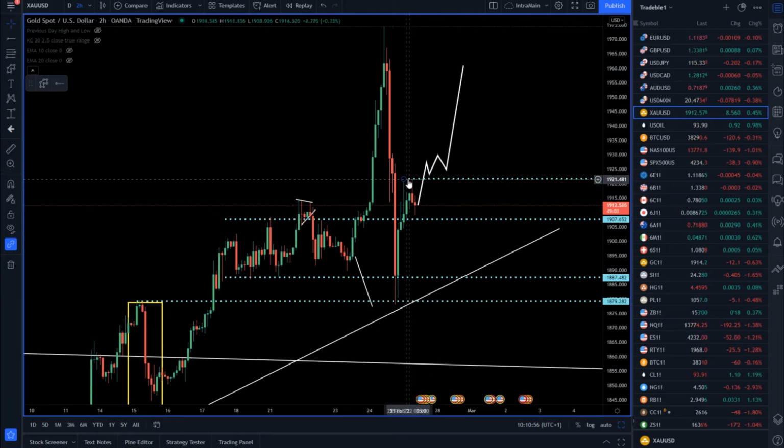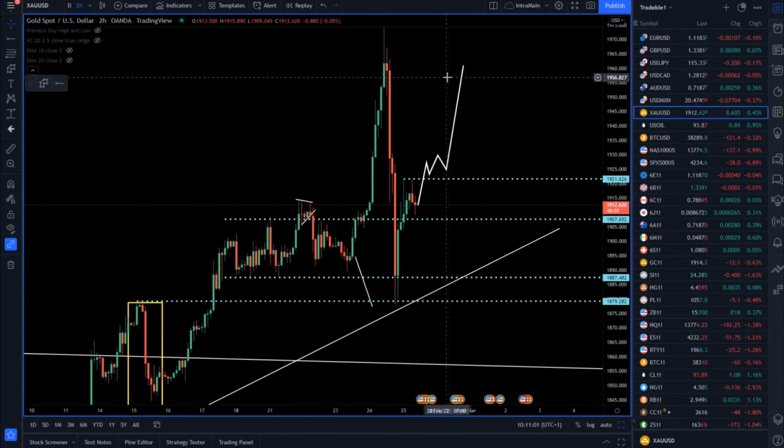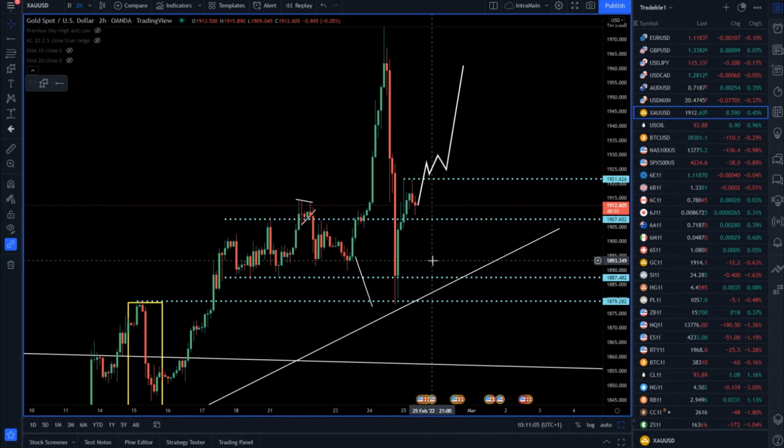So definitely watch for this pivot. I think if we break 1921 and hold above, we can open the door for upside continuation. If we cannot do that, price can eventually go to retest this area. So it's basically the decision area here.